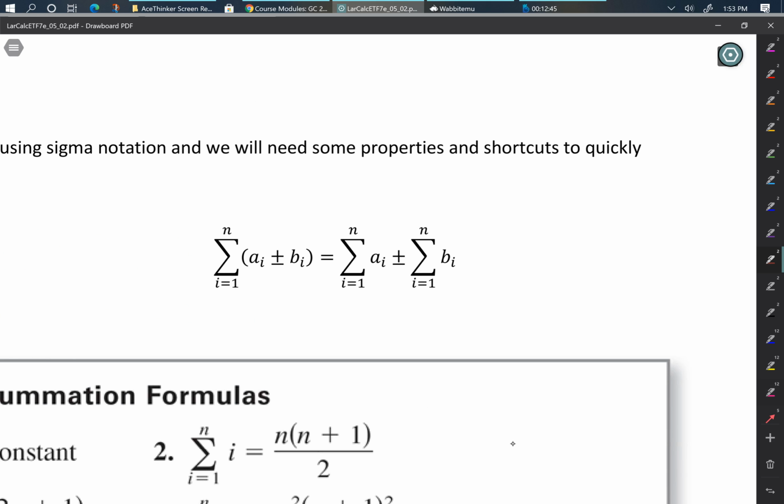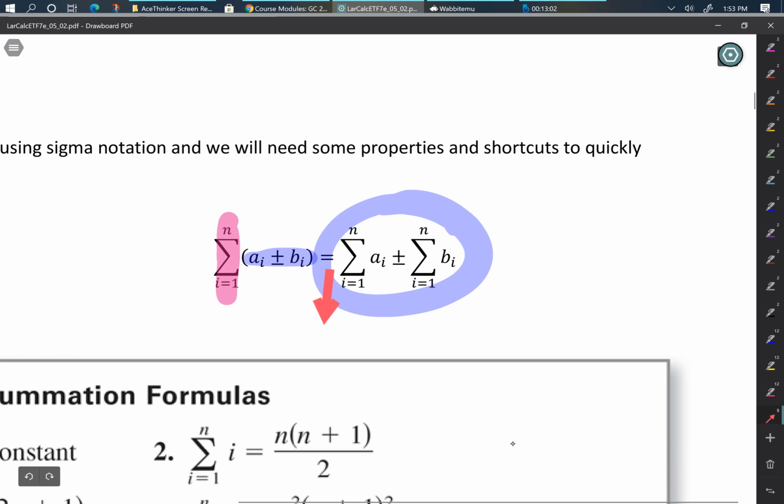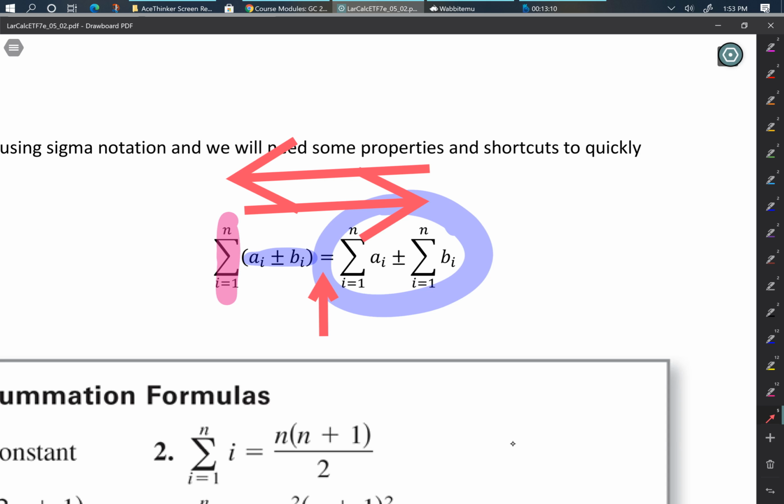Same thing's going to happen here. I've got a formula that says if I have a summation where the argument of the summation, or that general term formula, is the sum or difference of two sequences, then I can just rip it apart and write it as two summations. Now remember, though, that's an equal sign right there, which means the left can turn into the right, or the right can turn into the left. If you had two summations and you wanted to write it as one summation, provided that the lower limits were the same and the upper limits were the same, you could always take two summations and write it as one summation.